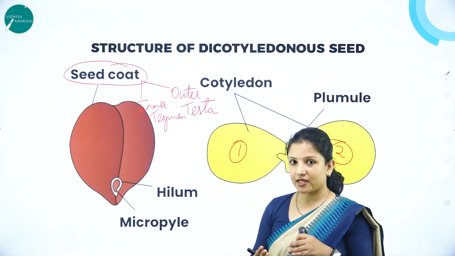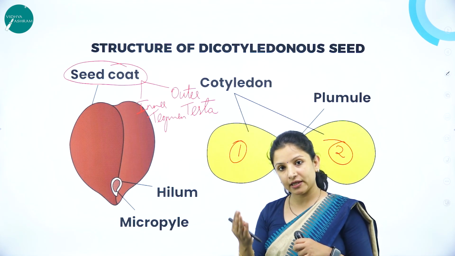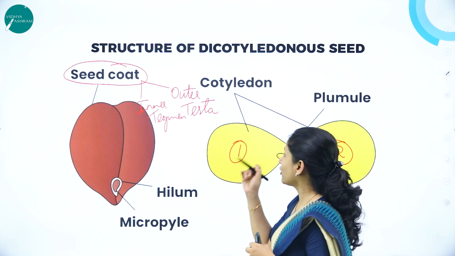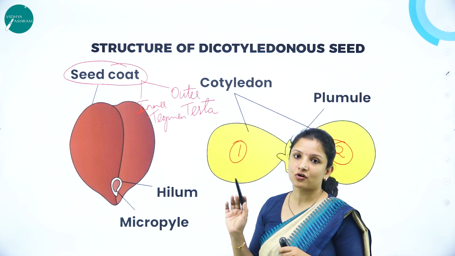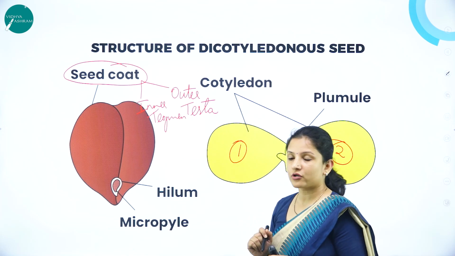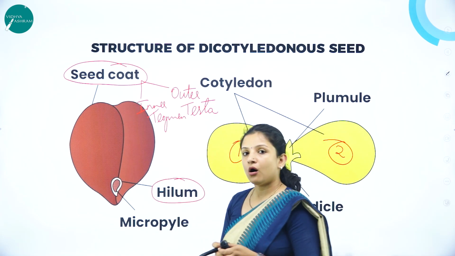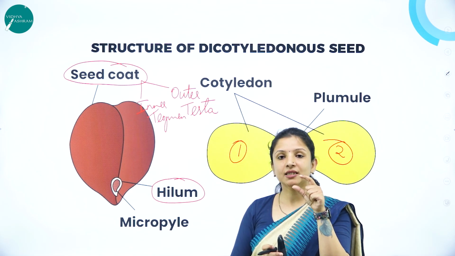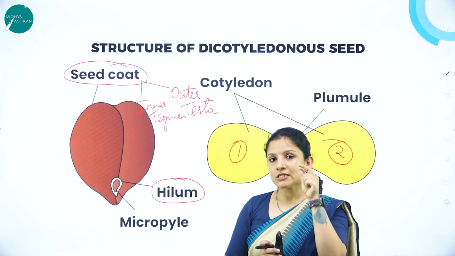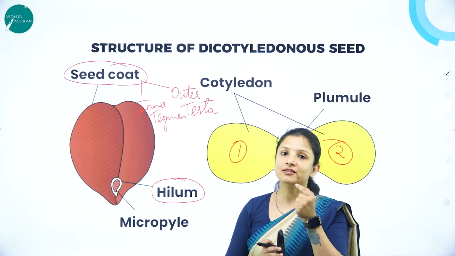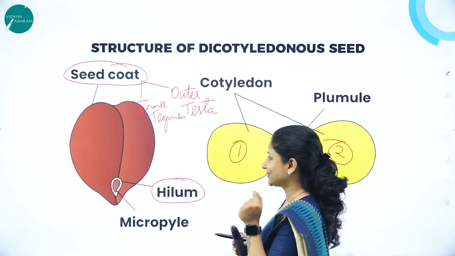How many layers are there in the seed coat? It has an outer layer and an inner layer. The outer layer is called the testa, and the inner layer is called the tegmen. This is important, you need to remember. Have you noticed something called the hilum? I hope all of you have seen the bean seed, right? If not, just take a bean seed and have a look at it. So you will understand very clearly.